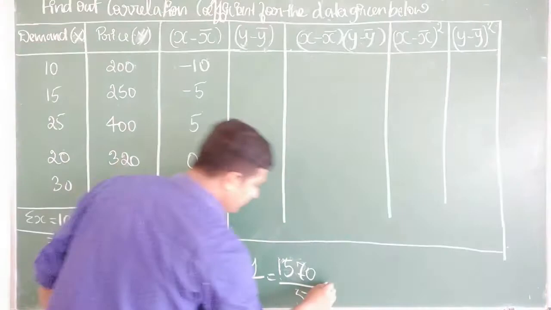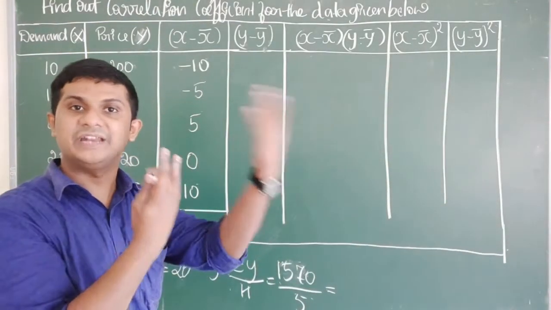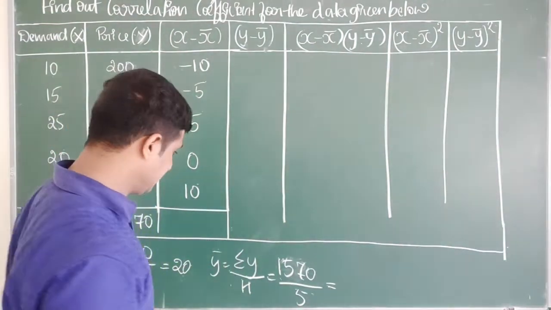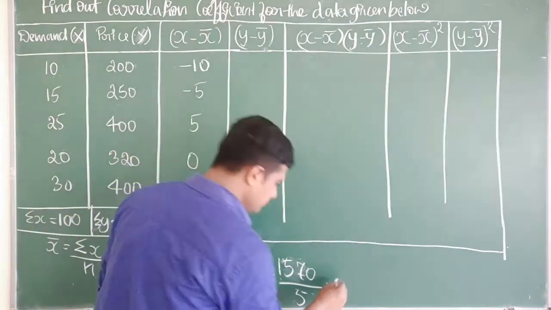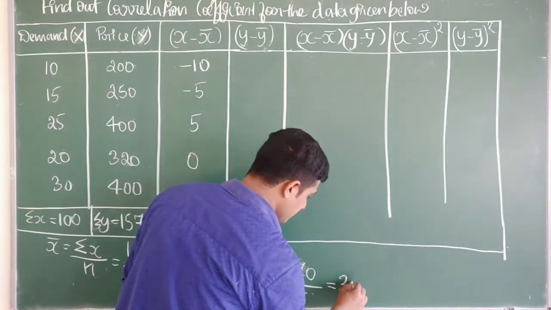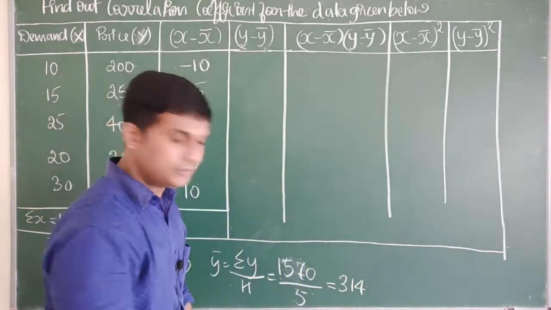Sigma y is 1570, divided by number of observations, which is 5. It has to be the same because we are calculating correlation between x and y variables. So the number of observations should be the same. So 1570 divided by 5. So you can easily do this. So 314 we get.